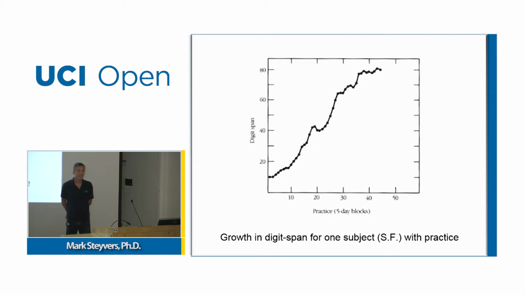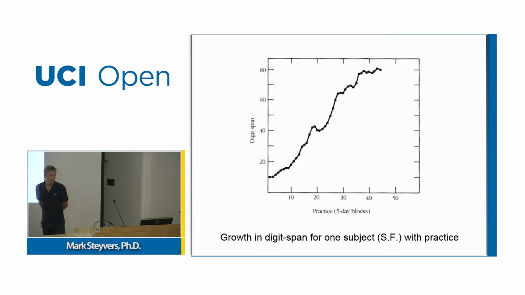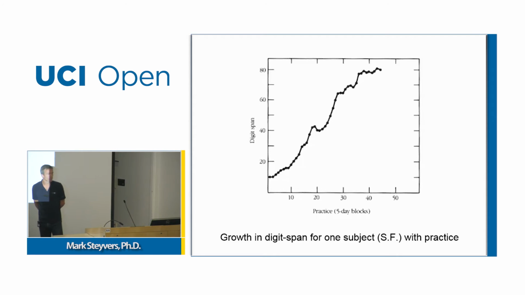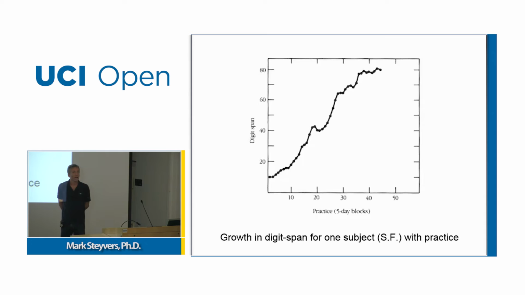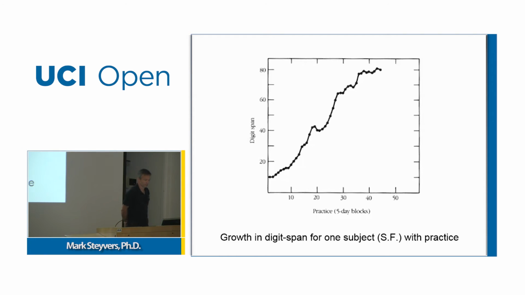So here was a subject, SF, that had to remember arbitrary sequences of digits. And at the start of training, he was about at 10 in terms of digit span, which is pretty good. But as you can see, as time goes on in terms of 5-day blocks, he managed to get an 80-digit span over time. And the amount of training involved was roughly 250 hours. So after 250 hours of training, you might be able to have an 80-digit span.